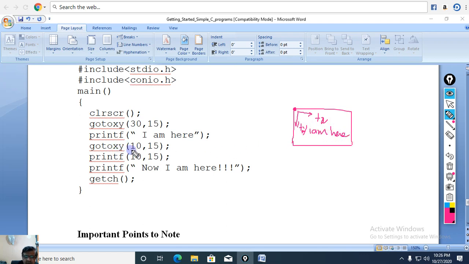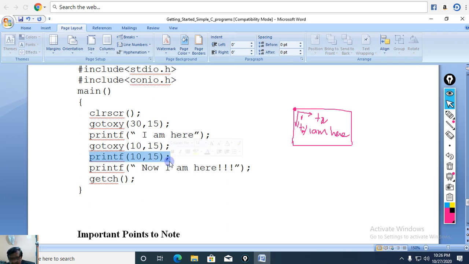Then go to xy 10, 15. It will jump completely over here. It will go up to the 10th row and 15th column because they will come in a vertical line. Go to xy 10, 15, print. I think I have to remove this. This is not required anyway. This is better. I am doing the program here only in front of you.